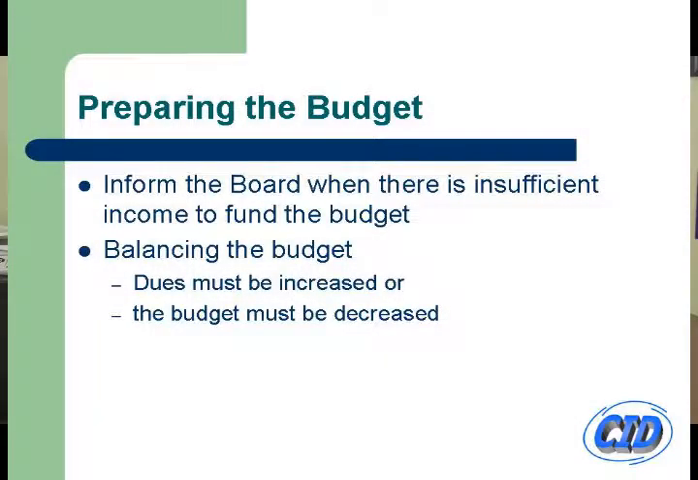And then you'll also need to determine the amount that each member must contribute to help pay for all of that. So to that end, you're going to need to inform the board if there's going to be insufficient income to fund the budget. You have to make sure that there is in fact sufficient income. If there's not, what are you going to do? You have two options. You can either raise the dues to meet the budget, or you can decrease the budget amount so that your dues will stay the same, but you'll move away from doing something that would be on the budget ordinarily. In other words, you've kind of line item vetoed a certain budget item.